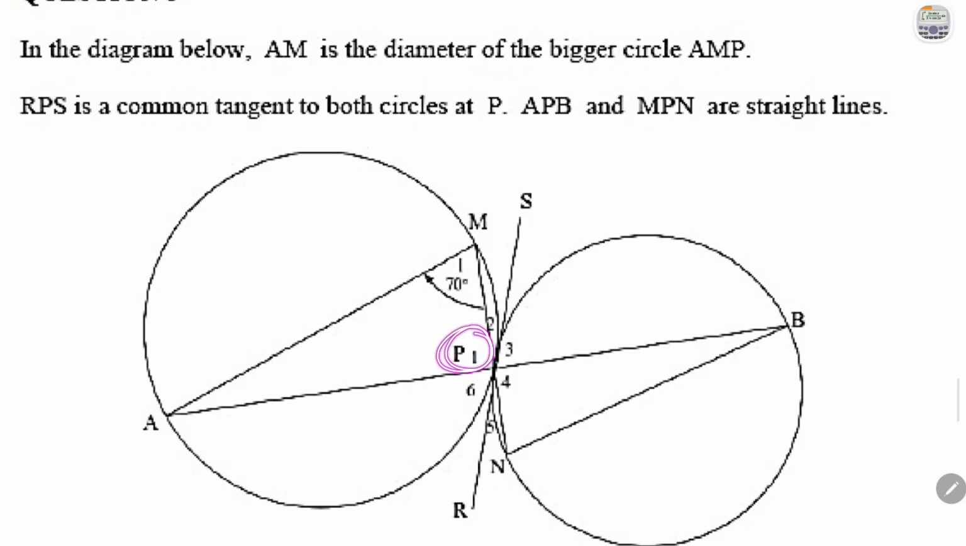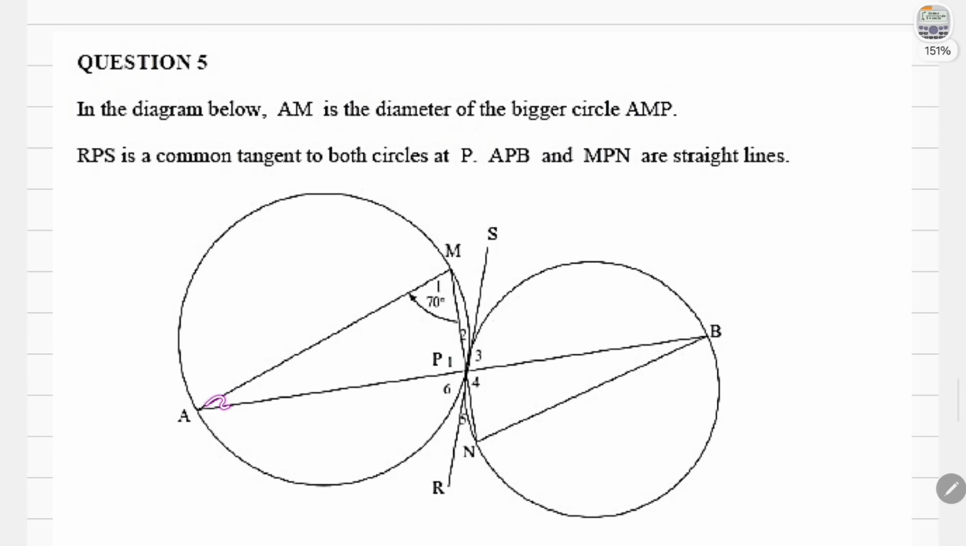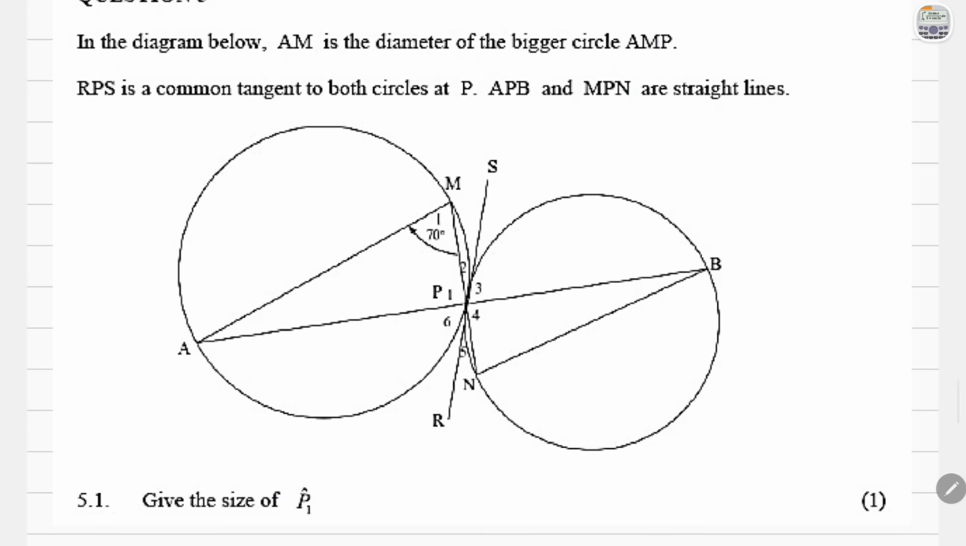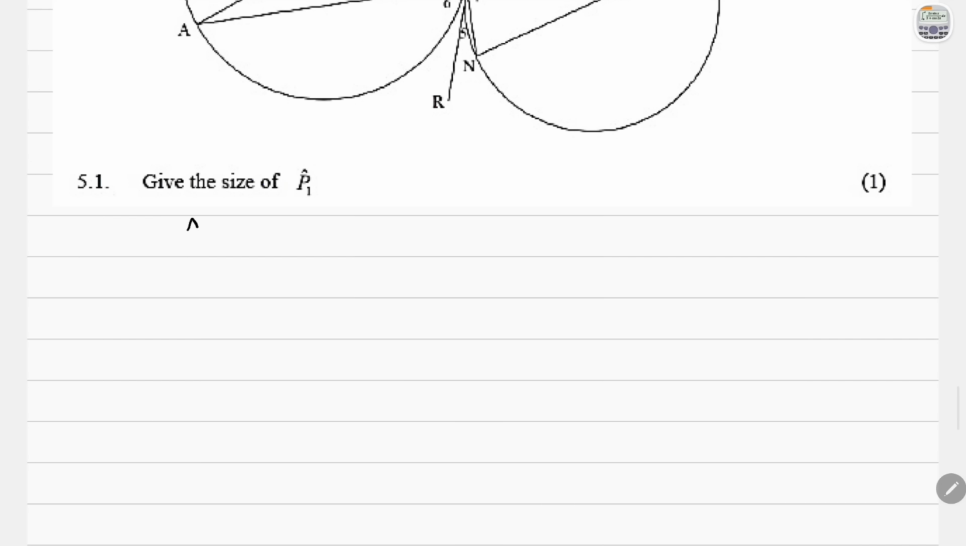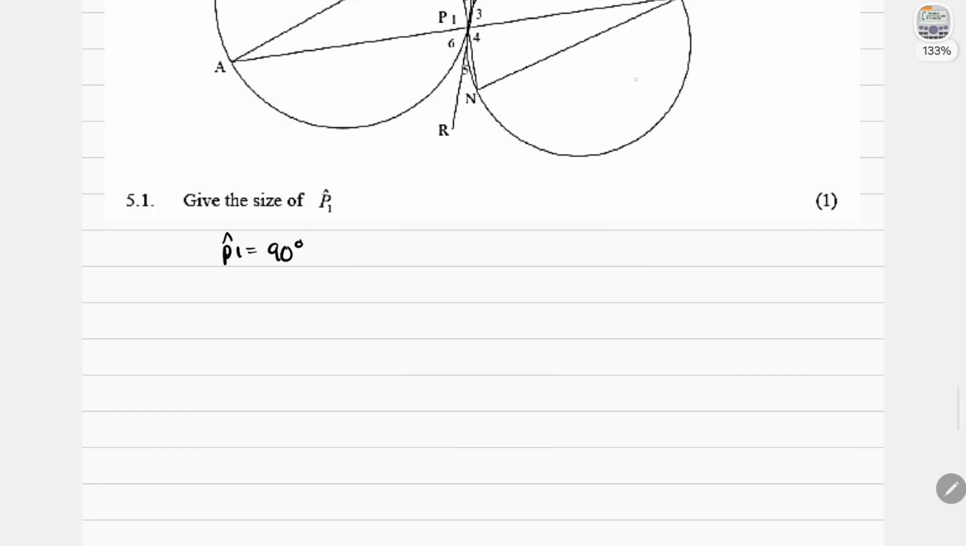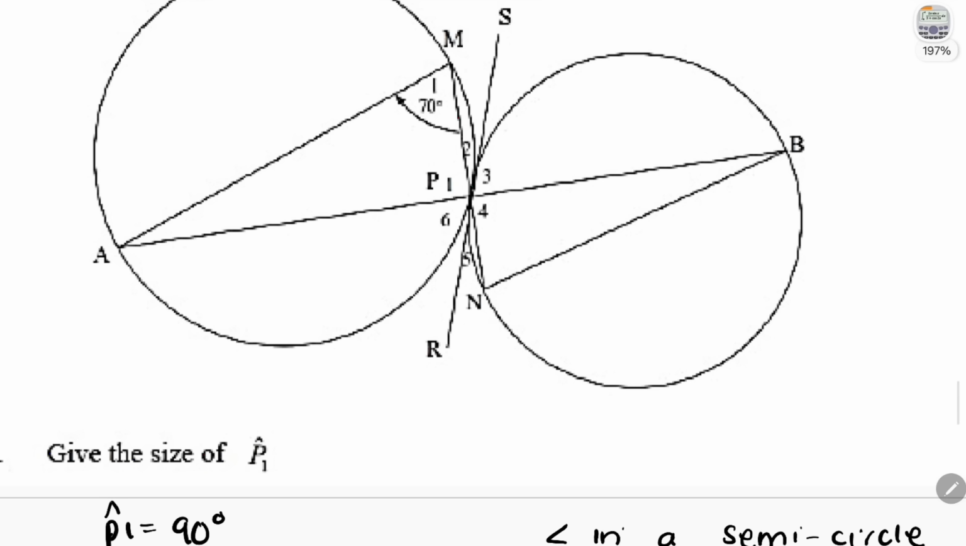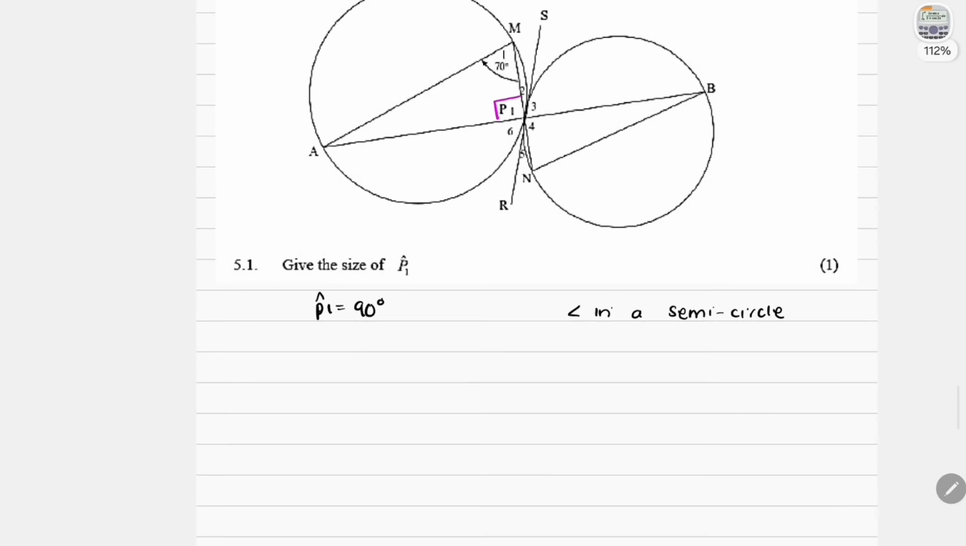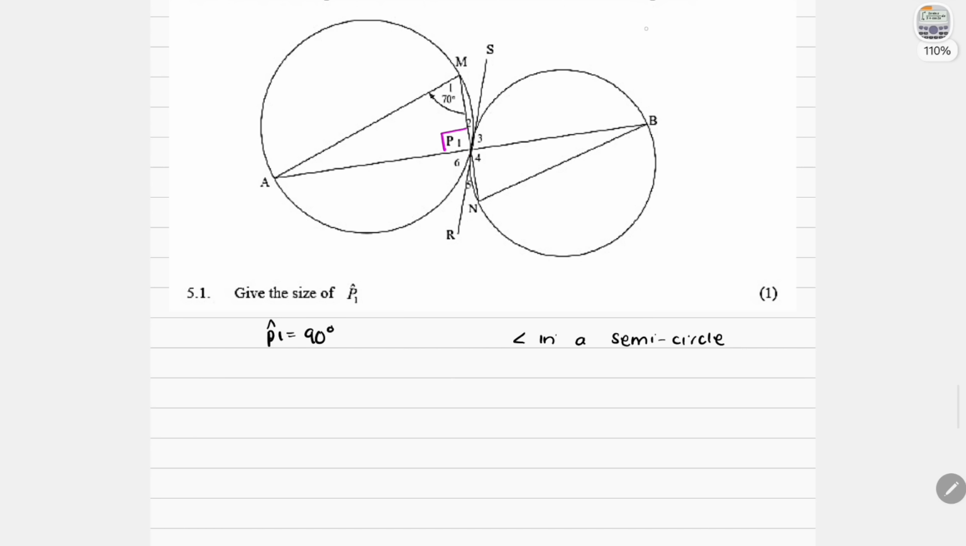Okay, so angle P1, do you see how it is supported by this line AM? But they told us that AM is a diameter. So this is an angle supported by a diameter, meaning it's equal to 90 degrees because we have an angle in a semicircle. So angle P1 equals 90 degrees, angle in a semicircle. And you can go ahead and just make sure you put it down so you know that that is 90 degrees. Moving on to the next question.